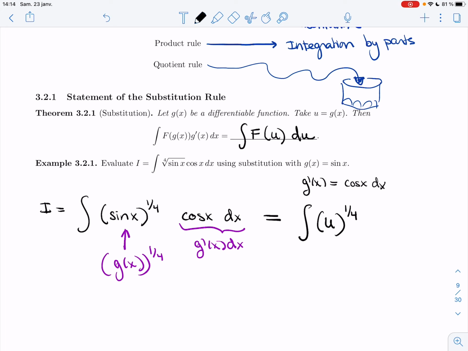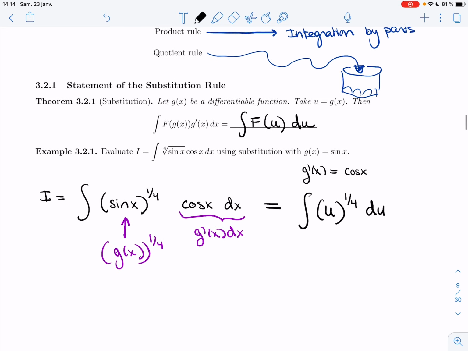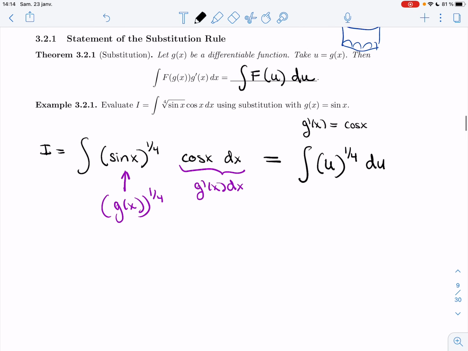And then this entire thing, cos of x dx, that's going to become du. Oh, sorry, there's no dx here. So that's going to become du. This integral is much easier now, so I can just evaluate it using our power rule. So 1/4 plus 1 over 1/4 plus 1, plus c. I get u to the 5/4 over 5/4 plus c.